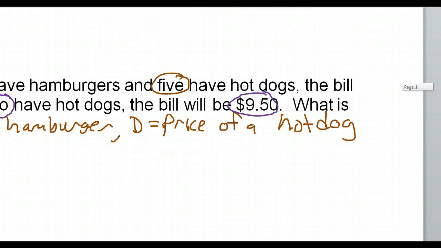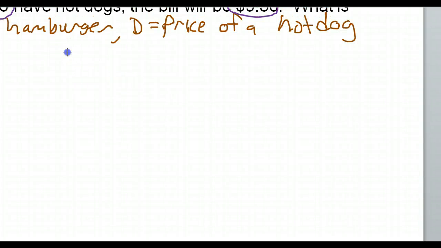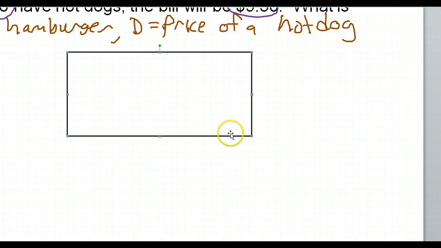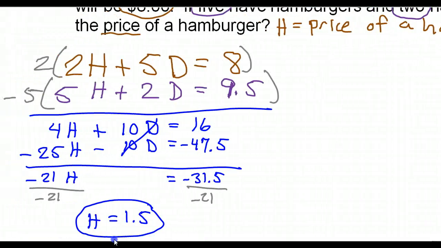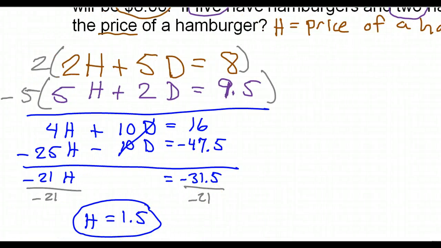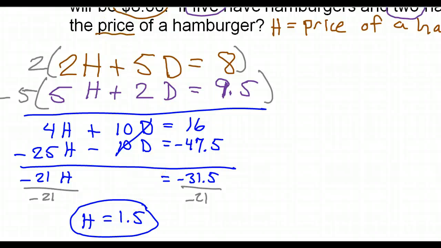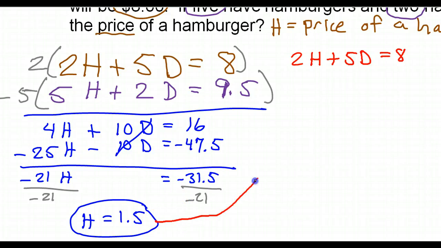Alright, you know what, even though I only asked you for one, my OCD is kicking in, and I gotta find the other one. So I'm gonna do that. So, switching to red. You can use either one of these equations. I'm gonna use the top equation, 2h plus 5d is equal to 8. I like it because it doesn't have any decimals.